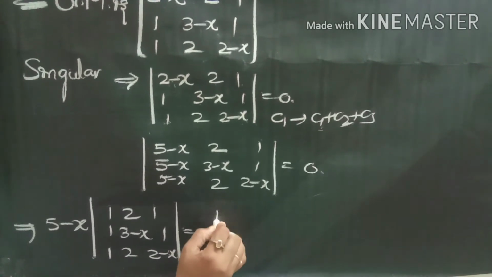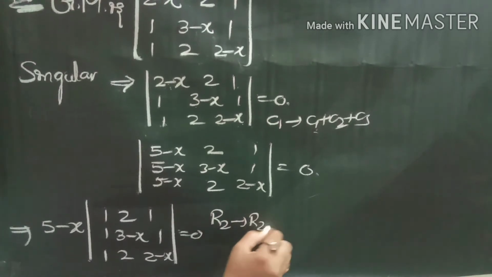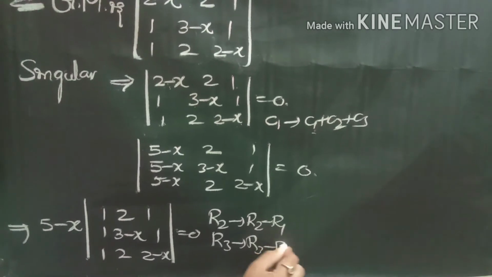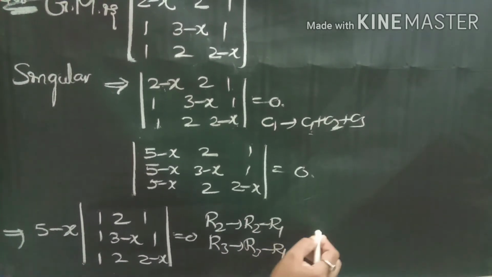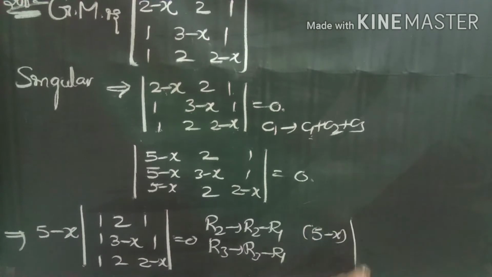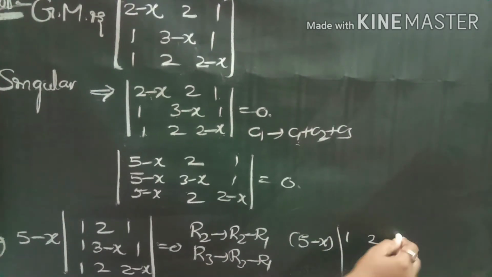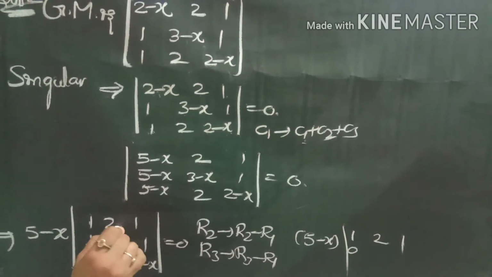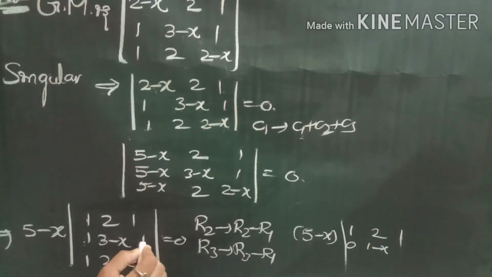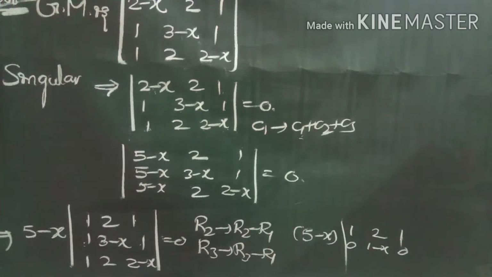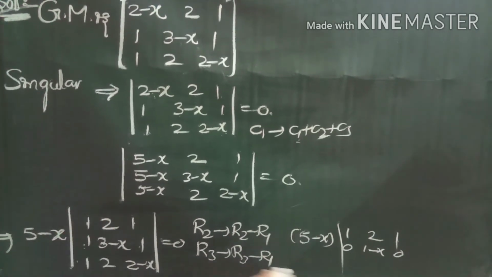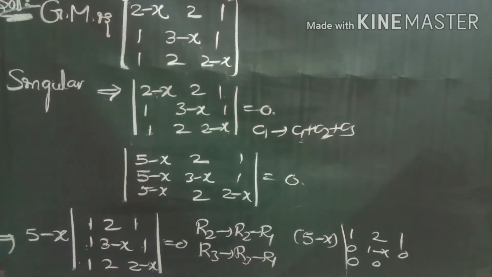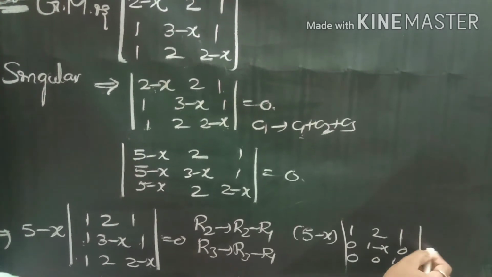So applying the operations R2 gives R2 minus R1 and R3 gives R3 minus R1, which implies 5 minus x into, first row is 1, 2, 1. Next row: 1 minus 1, 0, 3 minus 6 minus 2, 1 minus 6, 1 minus 1, 0. And next row R3 gives R3 minus R1: 1 minus 1, 0, 2 minus 2, 0, 2 minus 6 minus 1, that is 1 minus 6, equal to 0.